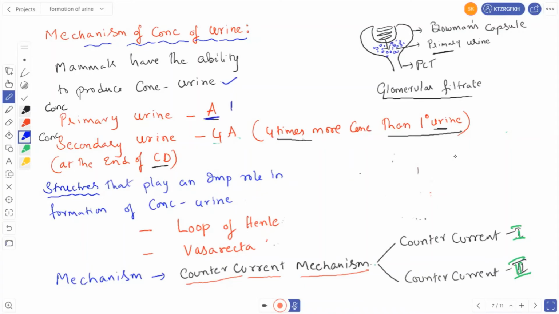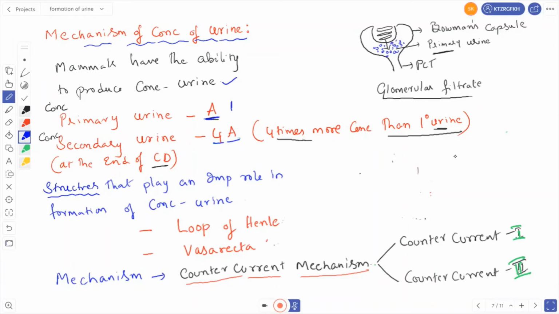Then the concentration of secondary urine, that means at the end of the collecting duct. So when the urine reaches the collecting duct, what is its concentration? It is 4 times more concentrated than primary urine. So I'm using the word 4A. I hope you understood this one. When we compare, the secondary urine is 4 times more concentrated than the primary urine.